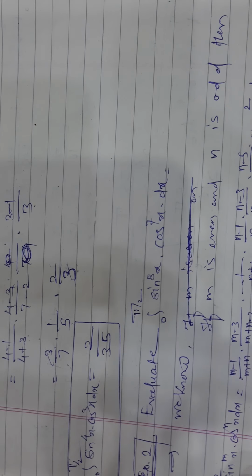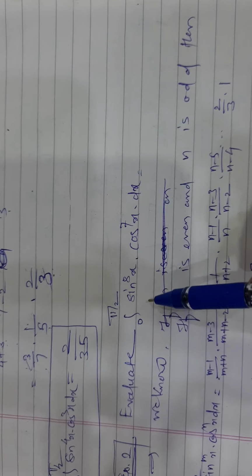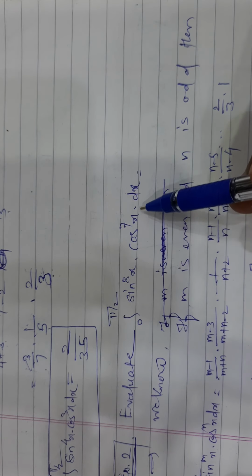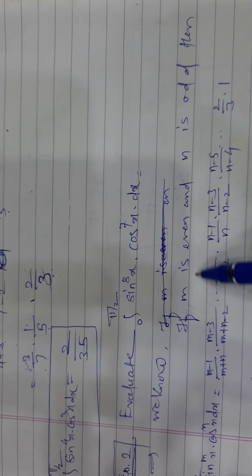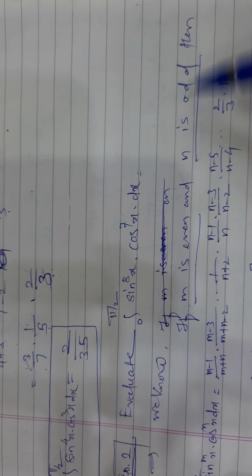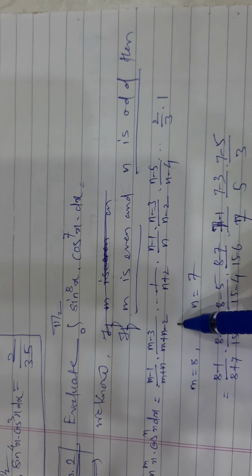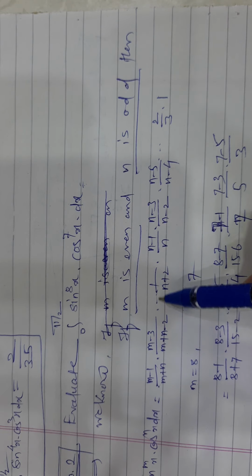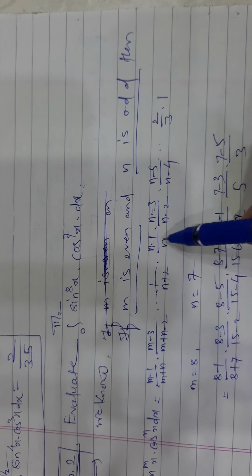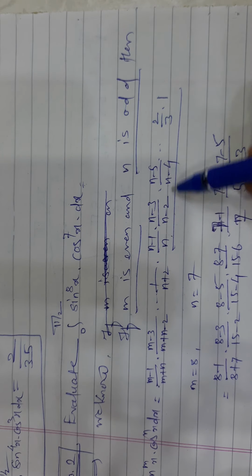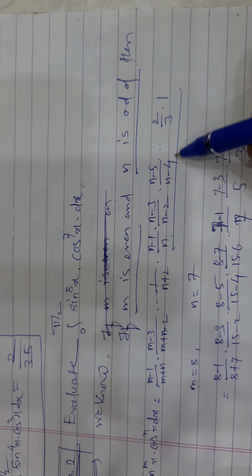Next example. Evaluate integration from 0 to pi by 2 of sin raised to 8x into cos raised to 7x with respect to x. If m is even and n is odd, we know this formula: (m minus 1) upon (m plus n) into (m minus 3) upon (m plus n minus 2) and up to 1 upon (n plus 2). In the next part, (n minus 1) upon n, (n minus 3) upon (n minus 2), (n minus 5) upon (n minus 4) up to 2 by 3 into 1.